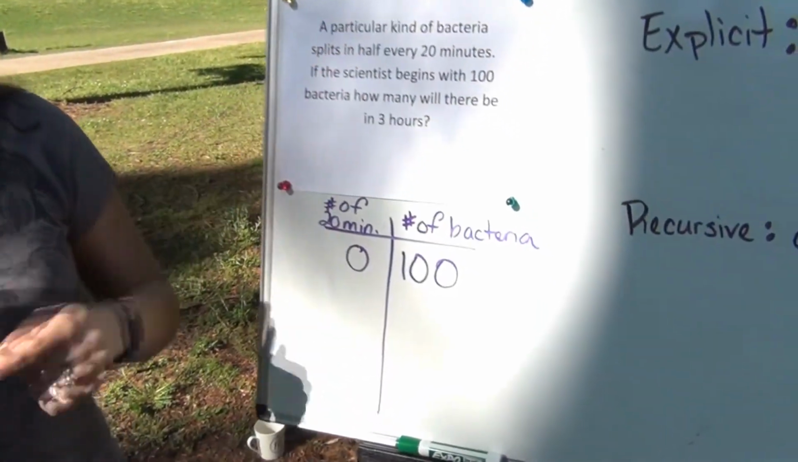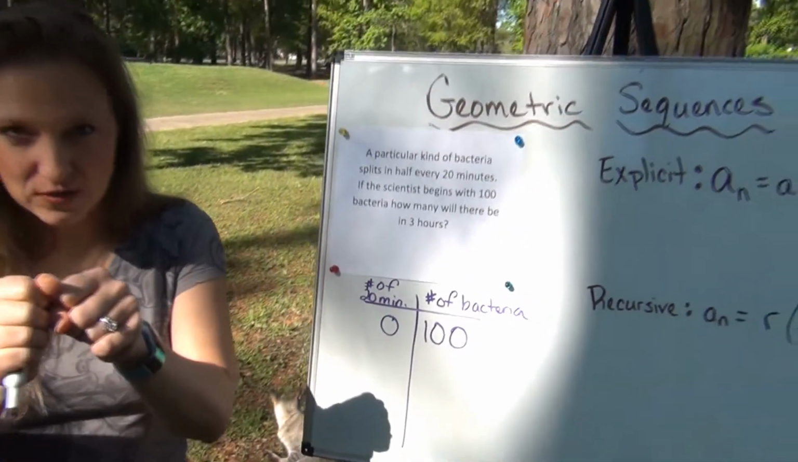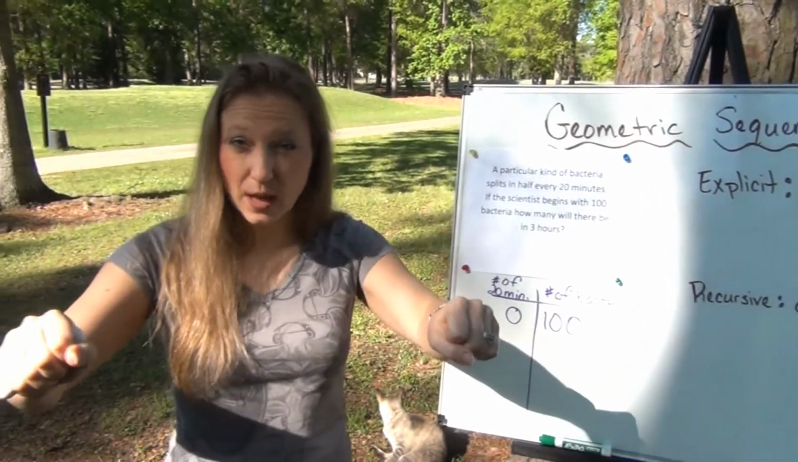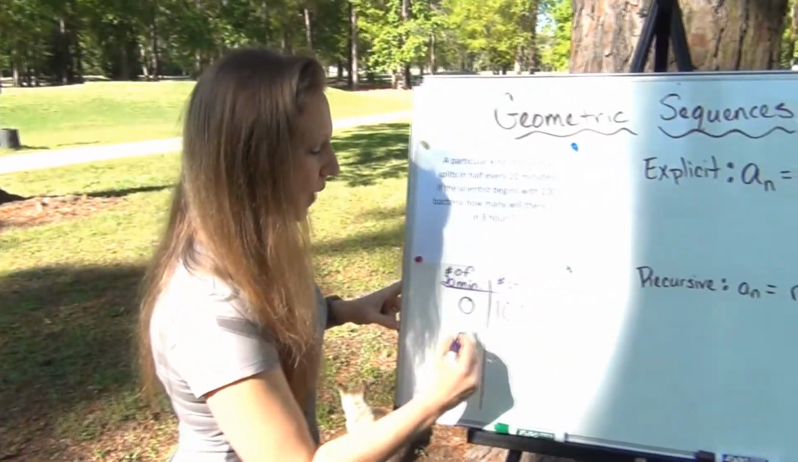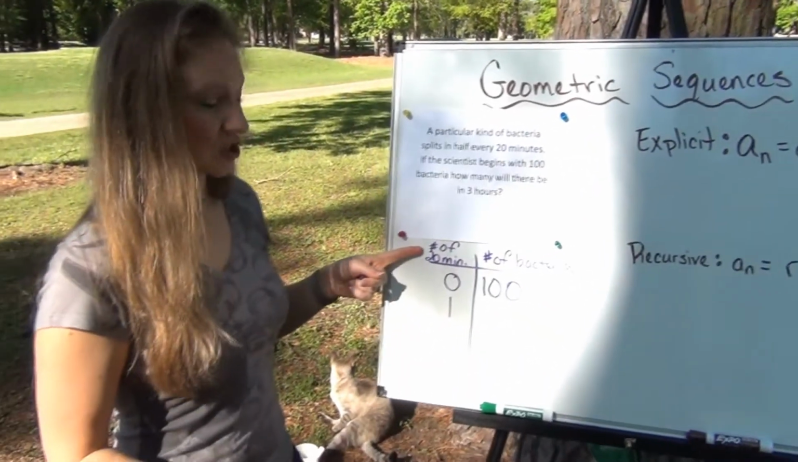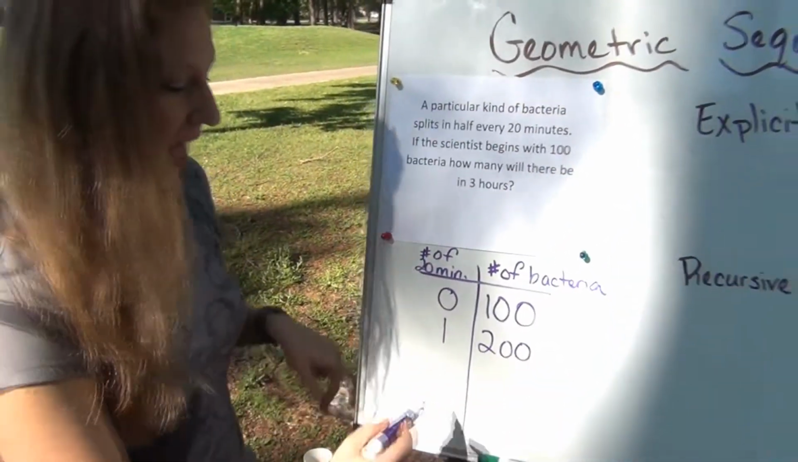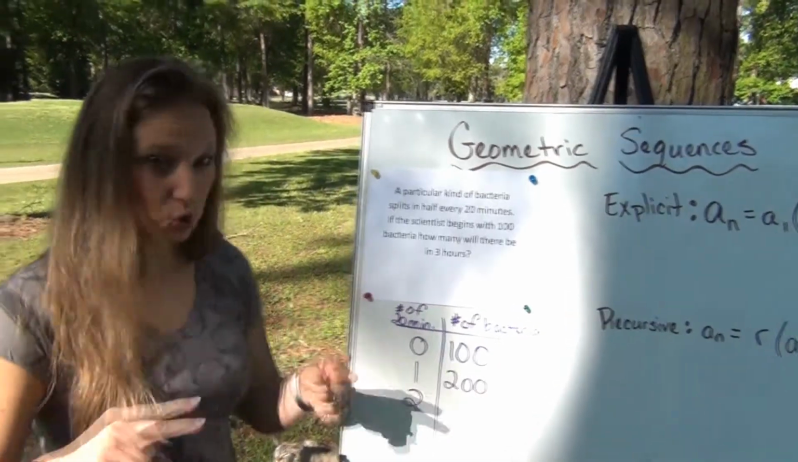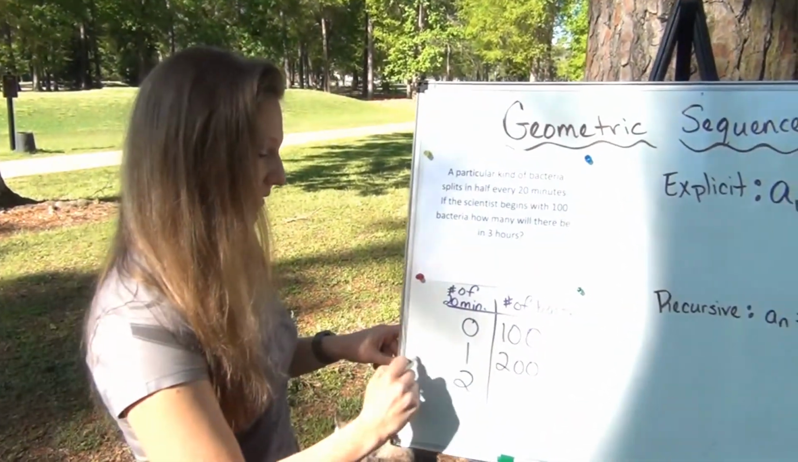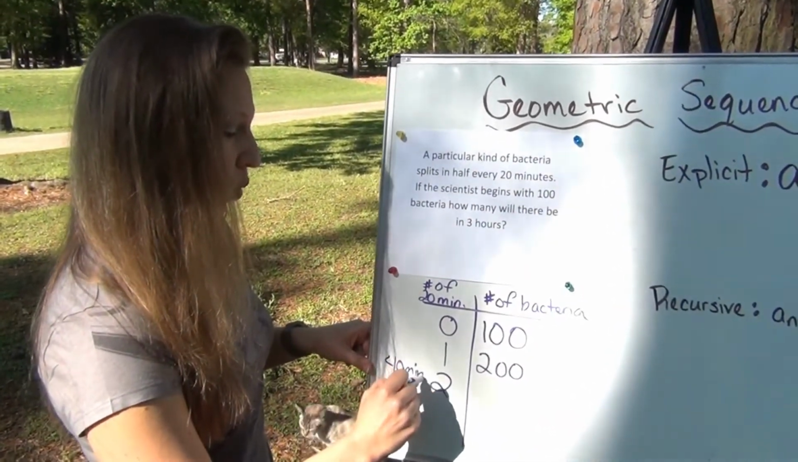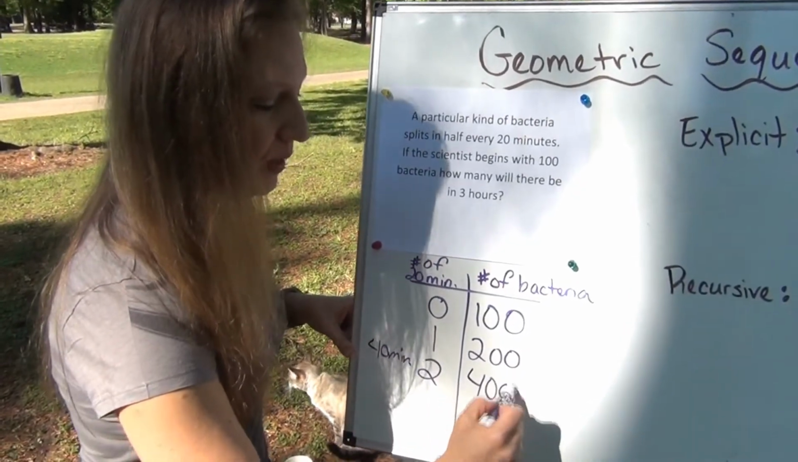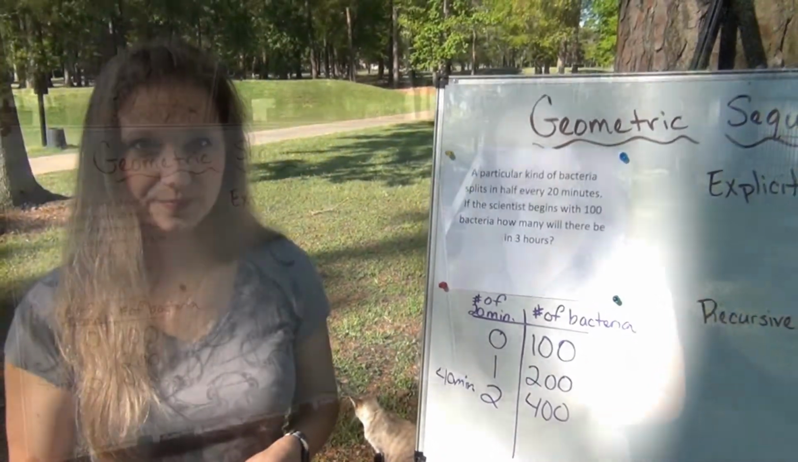And if each of those bacteria is splitting in half, every time it splits in half, we now will have double the amount of bacteria. So after one 20-minute section, I will now have 200 bacteria. After 2 20-minute periods, so now we're at 40 minutes, we will have 400 bacteria, and so on.